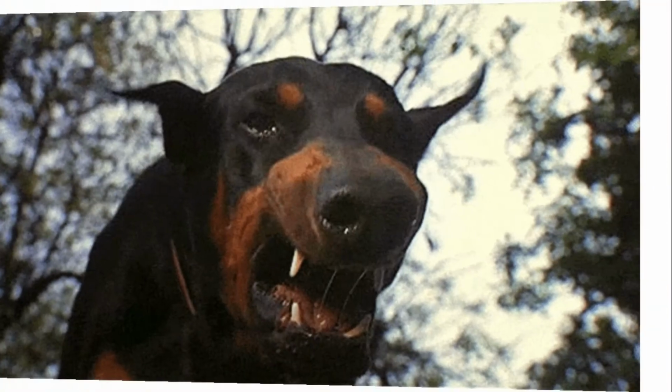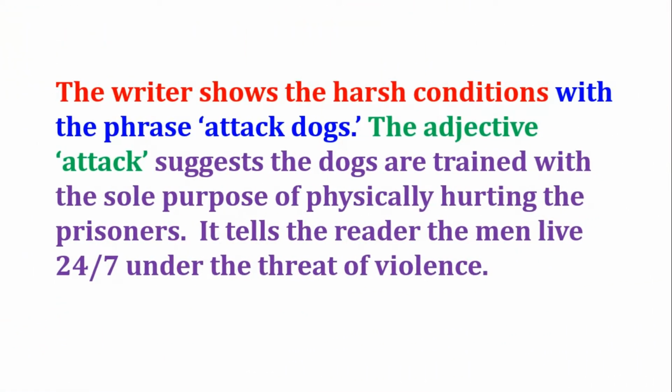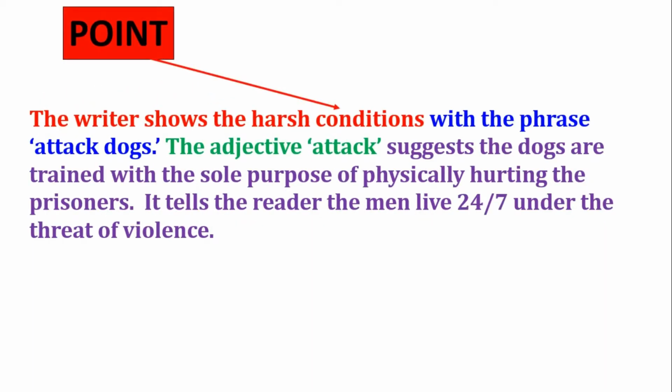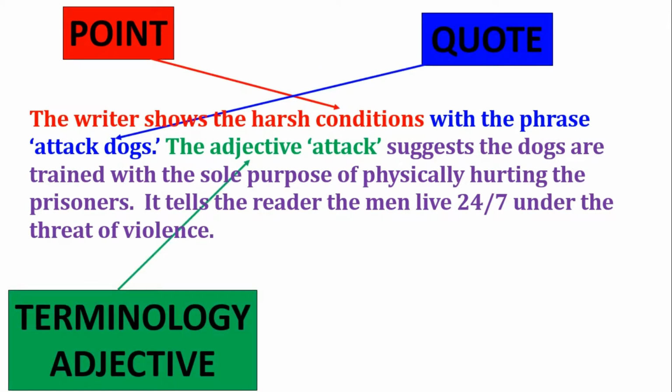Okay, another one we're going to look at is attack dogs. The writer shows the harsh conditions with the phrase attack dogs. The adjective attack suggests the dogs are trained with the sole purpose of physically hurting the men. It tells the reader the men live 24/7 under the threat of violence. And again, we've got the point, quote, explanation and terminology.